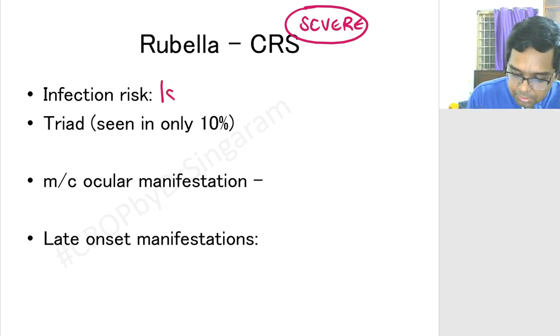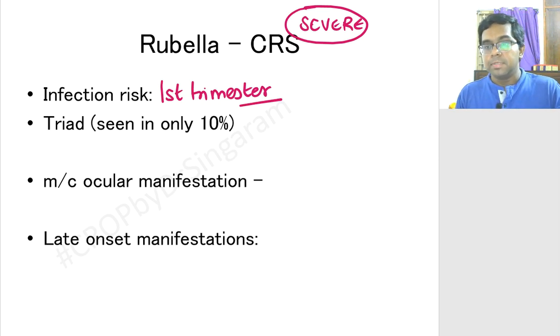Infection risk is highest in the first trimester. In fact, it is seen that among all the cases of congenital rubella syndrome, 90% of the transmission would have occurred only in the first trimester, right? Okay. Next point to remember is the clinical features of rubella.